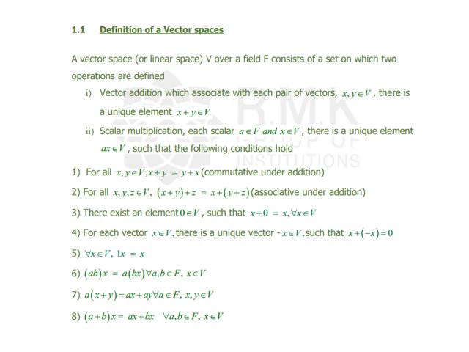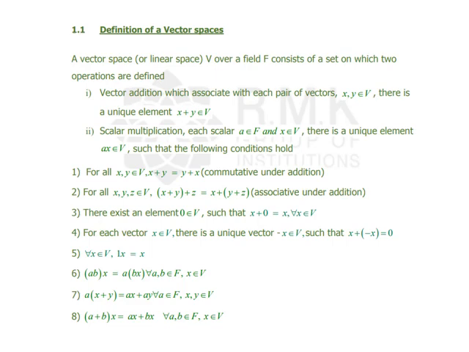Then existence of identity 0: x plus 0 will be equal to x. And inverse: any x in V will have minus x belonging to V, such that when we do the vector addition x plus minus x, the answer will be 0. And for all x in V, 1x, the answer will be x.